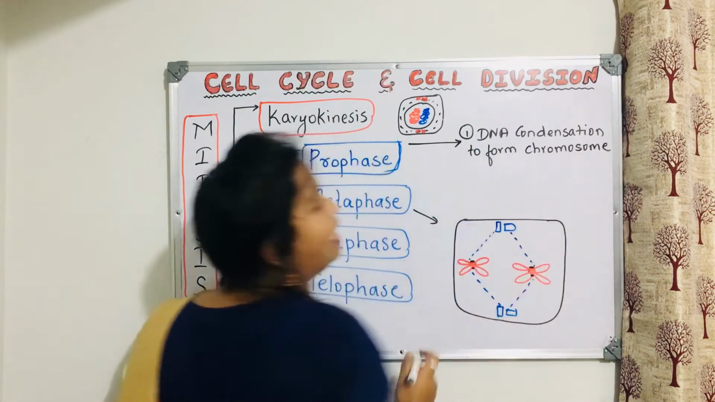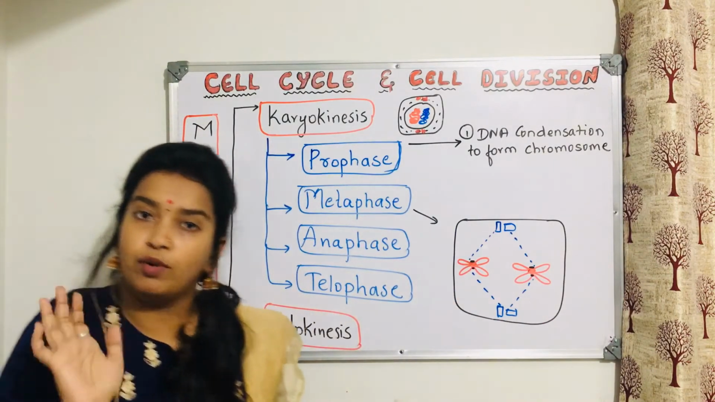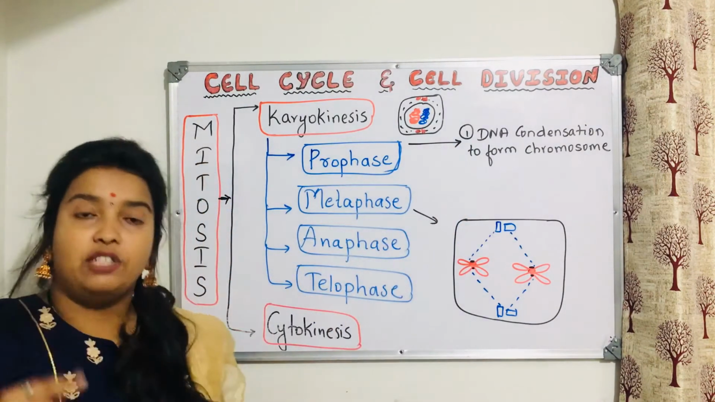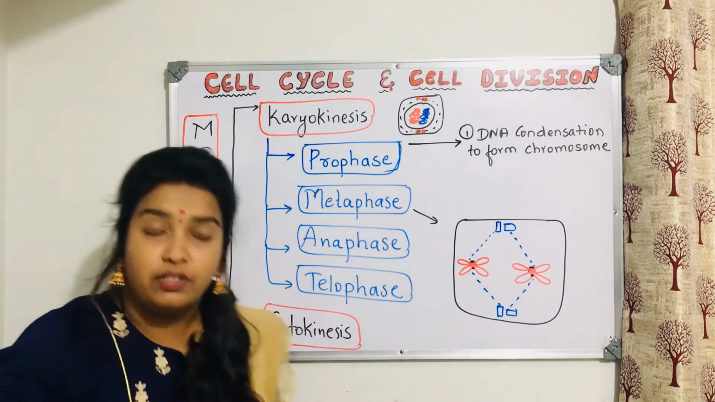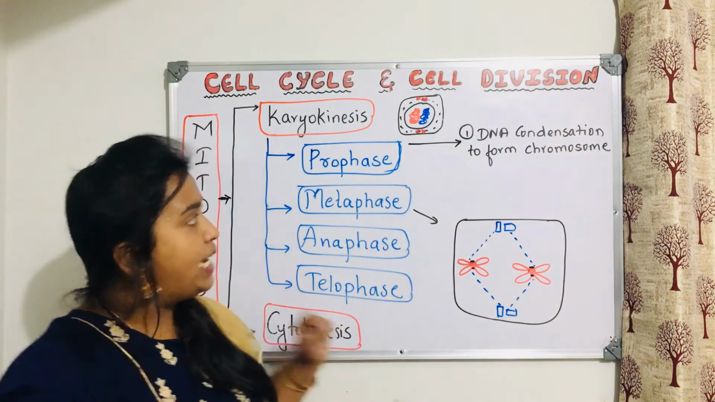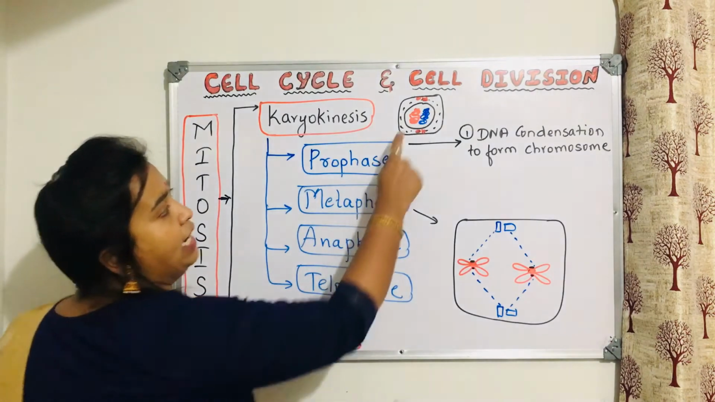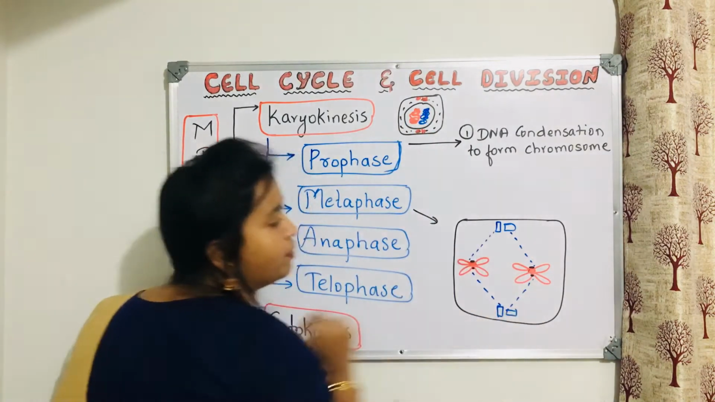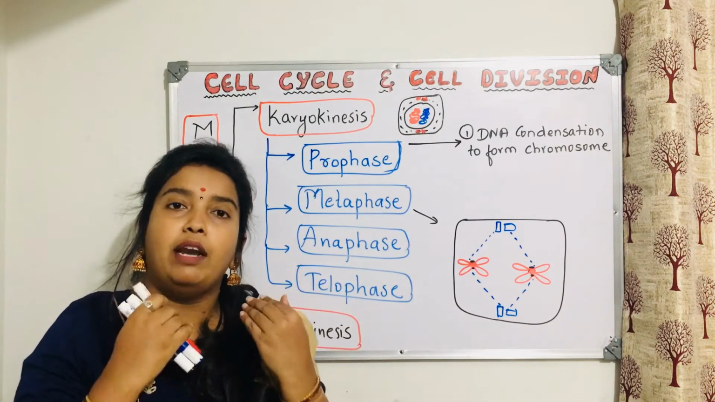And you know very well that DNA condenses along with histones to form chromosome. Right? So DNA condensation, that means the formation of chromosome, starts in which phase? That is in the prophase. Clear? Now, second thing, what you can compare: you are finding a nuclear envelope here and there is no nuclear envelope here. That means during the prophase, the nuclear envelope has been removed.